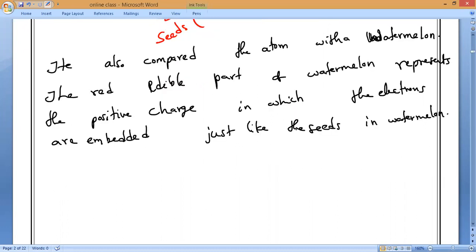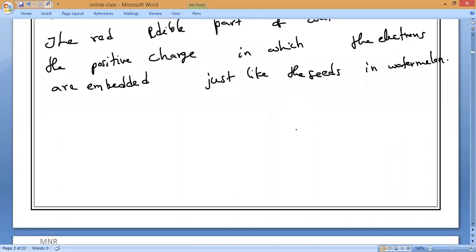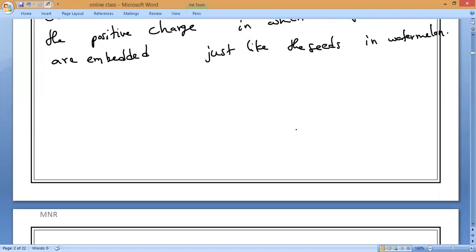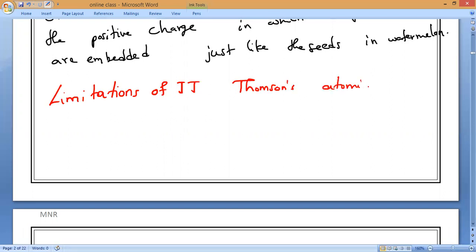Now what are the limitations of J.J. Thomson's atomic model? That is what we will study now. What do you mean by limitations? Anybody can tell me? Limitations means drawbacks. Please remember that. They will ask you in the exam limitations or drawbacks or disadvantages. Everything you have to write the same. Limitations of J.J. Thomson's atomic model.